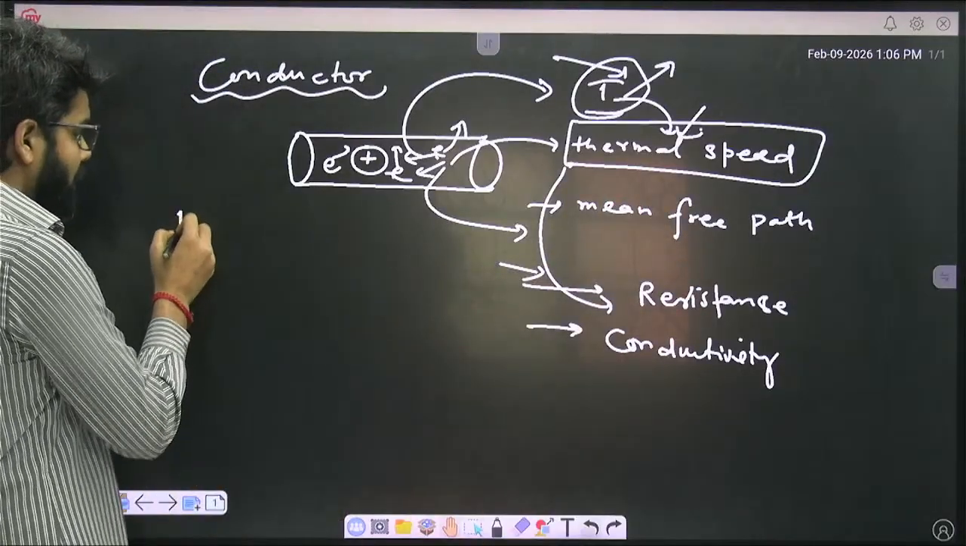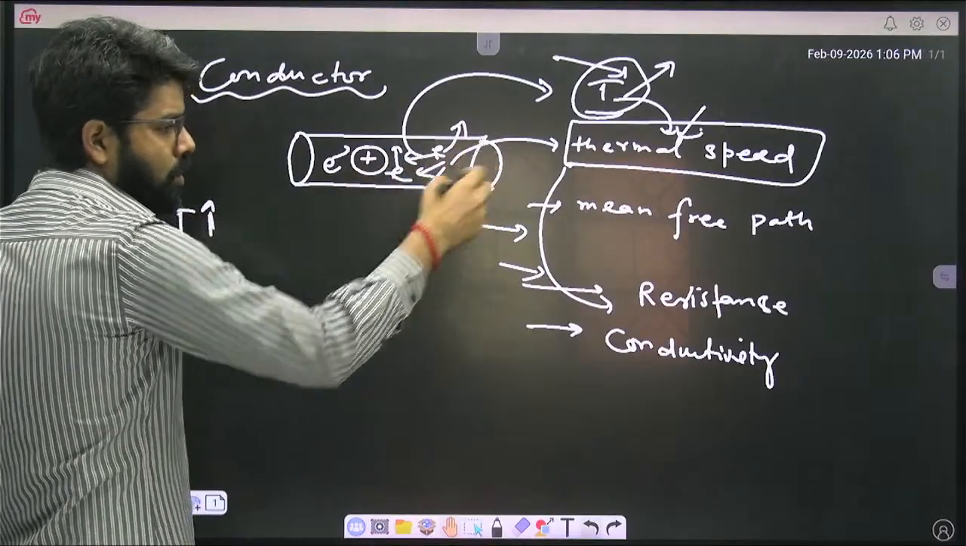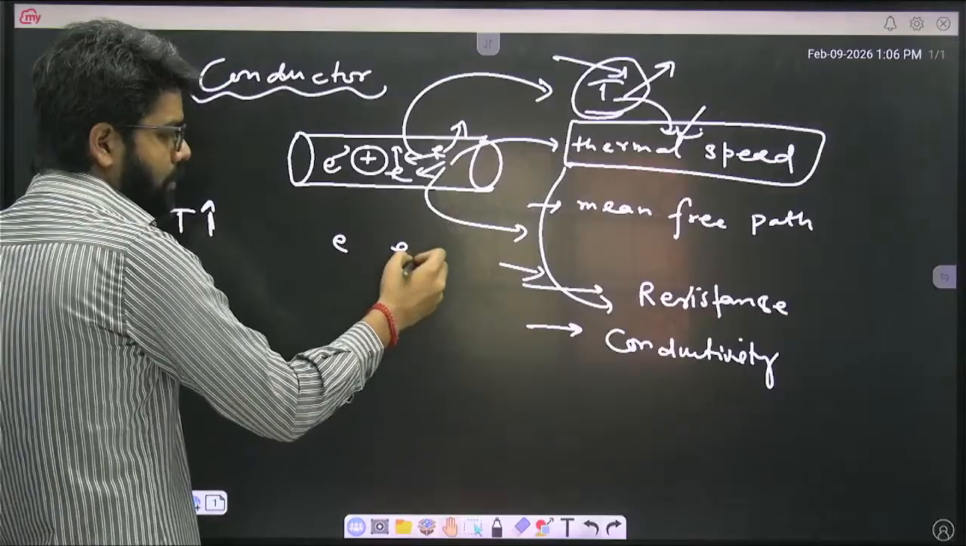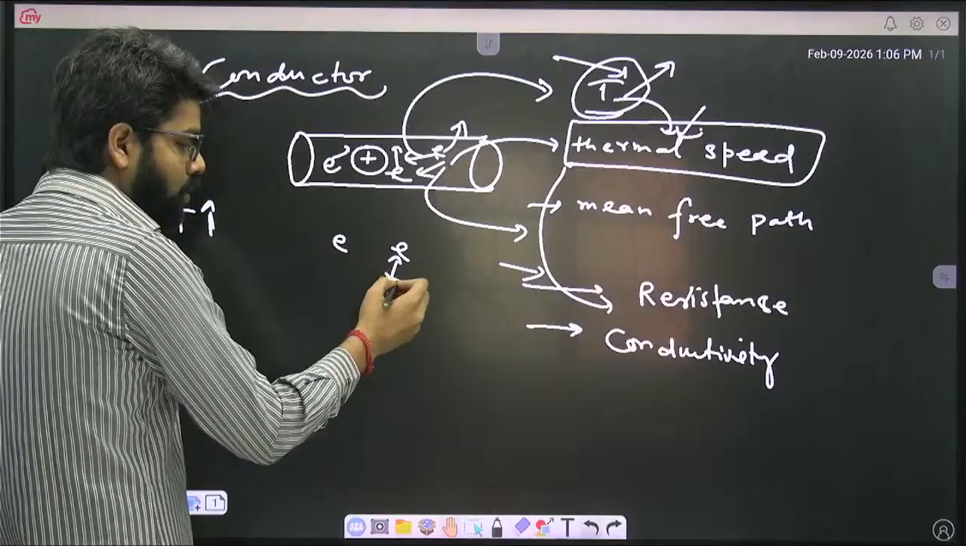Suppose in a material, if you increase the temperature, there will be more collision. So the two electrons, for suppose, or the electron and a positive ion will take some time to collide.